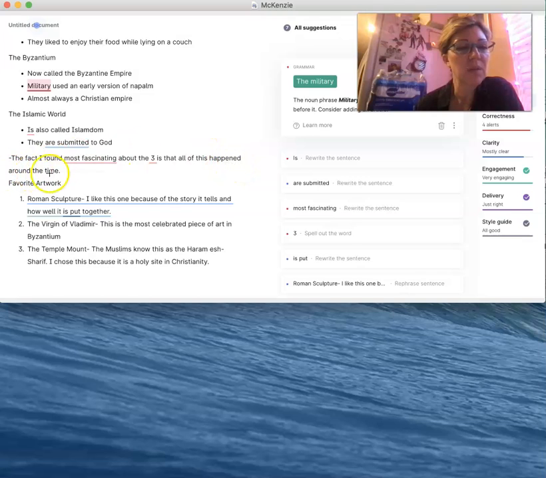All of this happened around the time. Okay, this is not specific. Yeah, you need more detail there. Okay, Roman sculpture is not a specific artwork. I'm sorry, but there were many Roman sculptures, and this is very vague. Okay, most celebrated? Why? Why is it the most celebrated? I want to know why. Okay, this is good.